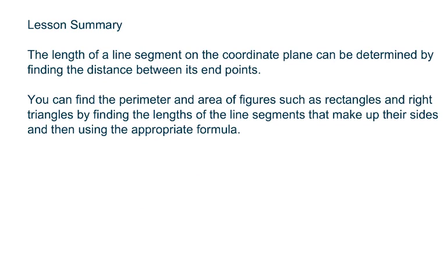Lesson summary. The length of a line segment on the coordinate plane can be determined by finding the distance between its endpoints, and you can find the perimeter and area of figures such as rectangles and right triangles by finding the lengths of the line segments that make up their sides and then using the appropriate formula.